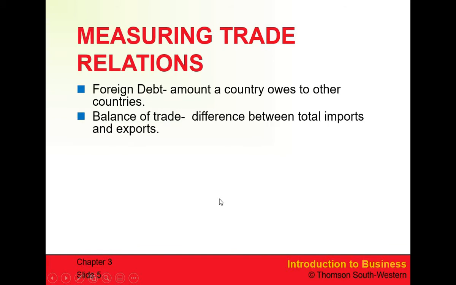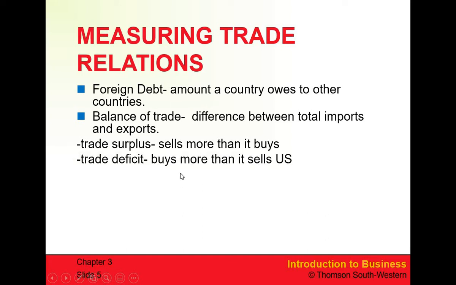Okay, so now we have to look at trading. How do we measure it? Foreign debt is the amount a country owes to other countries. What you would like, theoretically, in your country is to have a positive foreign debt, which would mean that you are getting more from countries than what you're giving out. We don't have that. Our foreign debt is rather high, just like all debt we have in our country.